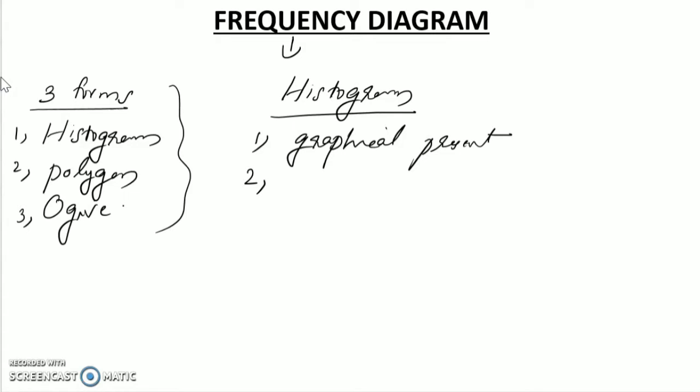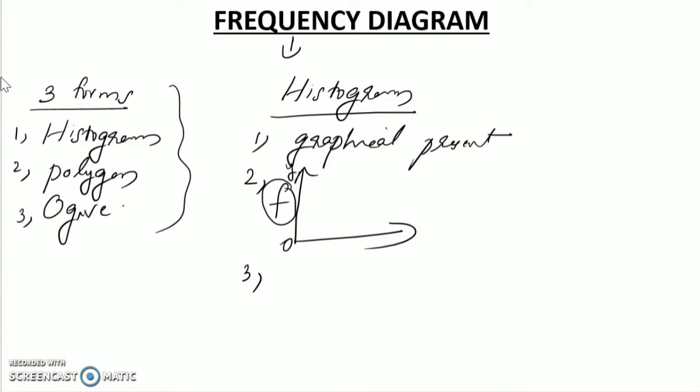The second point is that when you are drawing a histogram, you have to allocate the frequency in the y-axis. That is the other important point. Always keep in mind that the frequency you have to mark in the y-axis. When one table is given, there is a chance of being confused about where we have to mark the frequency and where we have to mark the class intervals. Sometimes the class intervals, sometimes the midpoint we have to mark. So always keep in mind that the frequency we have to mark in the y-axis.